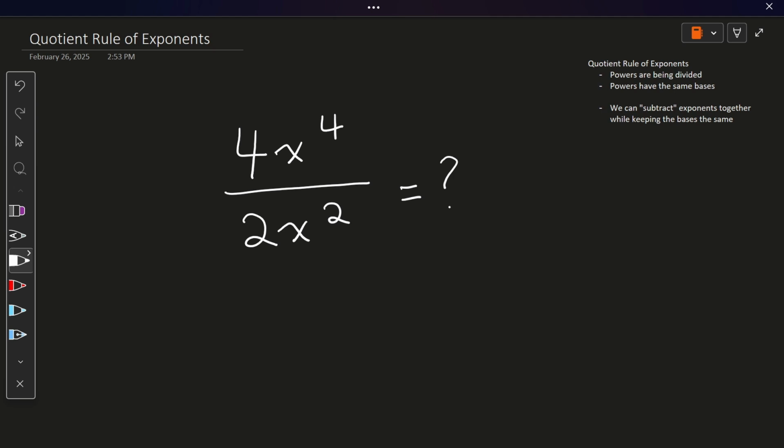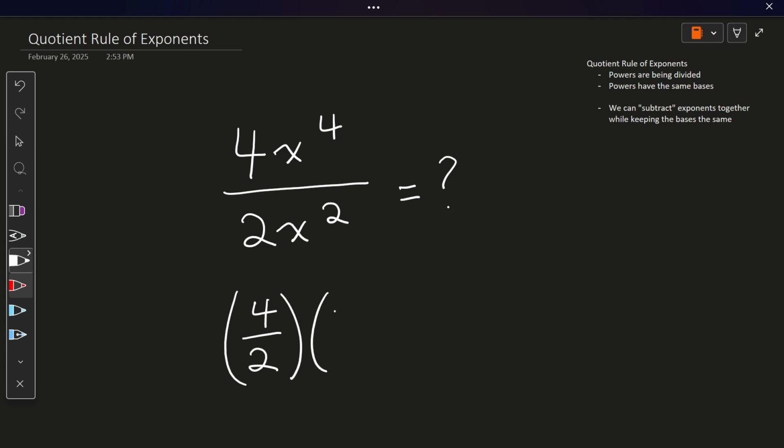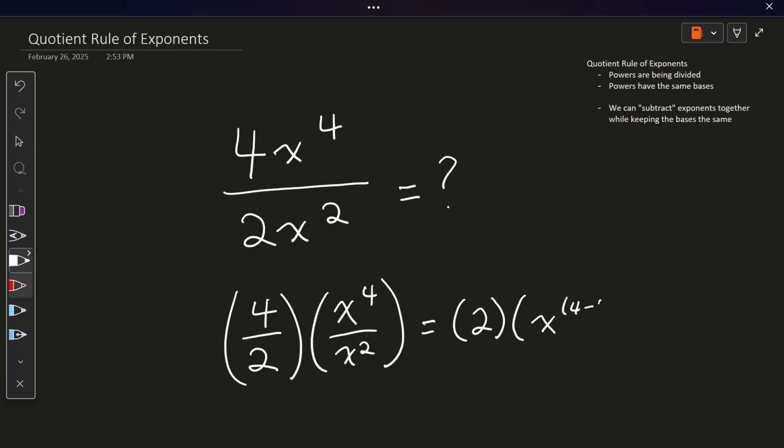In this equation, we have 4x to the power of 4 being divided by 2x to the power of 2. Our equation is equal to 4 over 2 multiplied by x to the power of 4 divided by x to the power of 2. When we divide 4 by 2, we get 2, and when we apply our quotient rule to x to the power of 4 divided by x to the power of 2, we get x to the power of 2. Multiplying, we get 2 times x to the power of 2, which is our final answer.